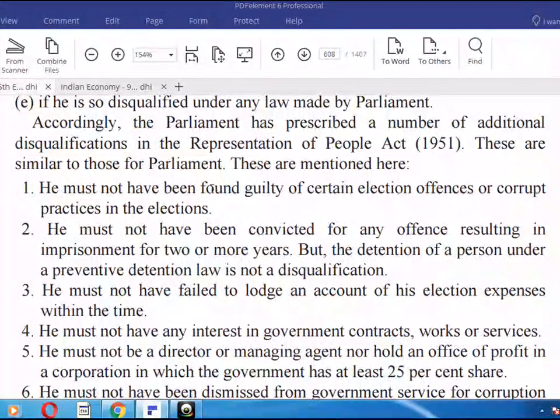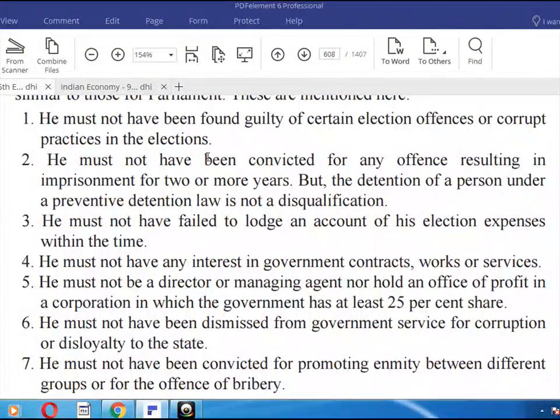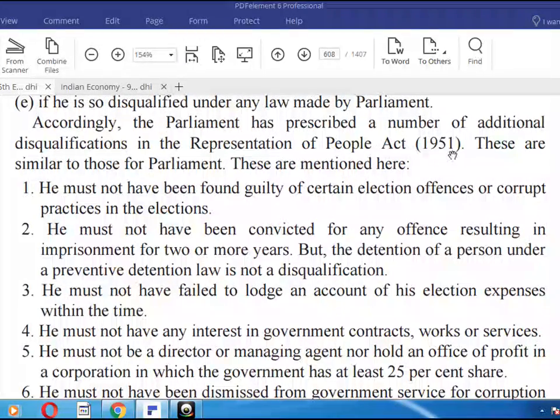Accordingly, the Parliament has prescribed a number of additional disqualifications in the Representation of People Act. These are similar to those of the Parliament. These are mentioned here. He must not have been found guilty of certain election offences or corrupt practices in the election. He must not have been convicted for any offences resulting in imprisonment for 2 or more years. But the detention of a person under preventive detention law is not a disqualification.